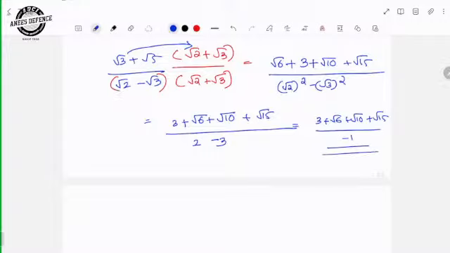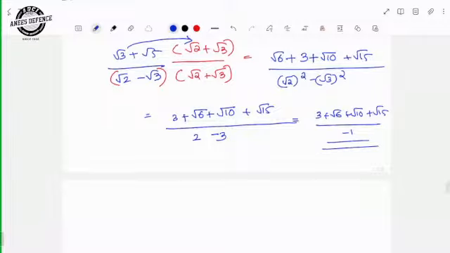So anyway, we are converting the denominator into a rational form. The complete value will not get rationalized. Only the denominator can be converted into a rational form.